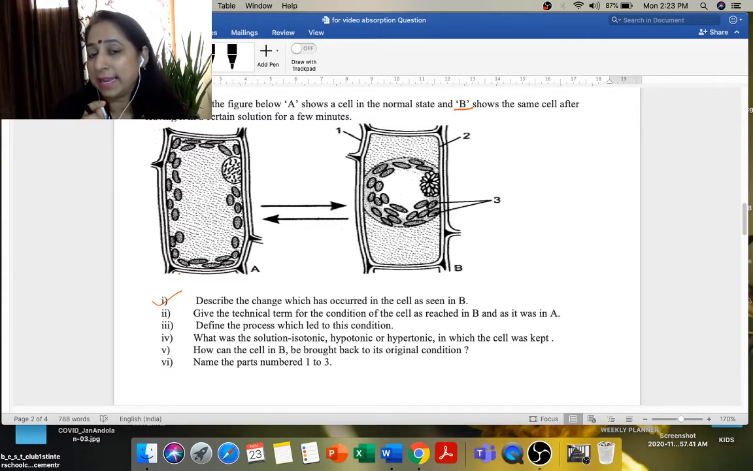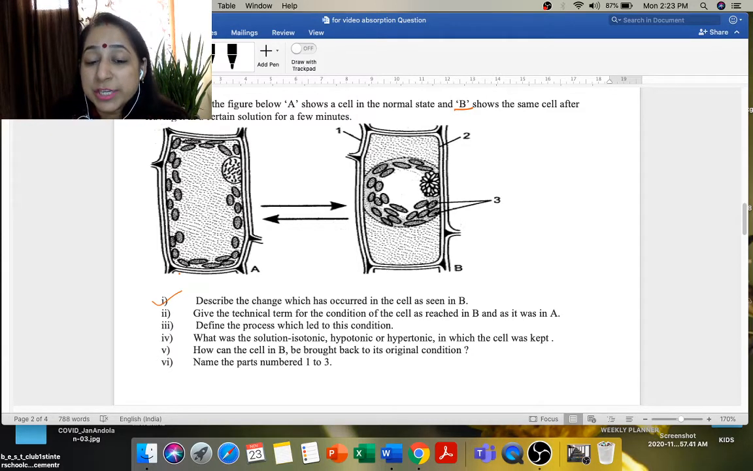Why have I used the term plasmolysis here? Because this is a plant cell. If it were an animal cell, I would have said that the cell is in shrinkage. It is shrinking. The cell is shrinking. It is a shrunk cell. But now we are talking about a plant cell, so we call it a plasmolysed cell.